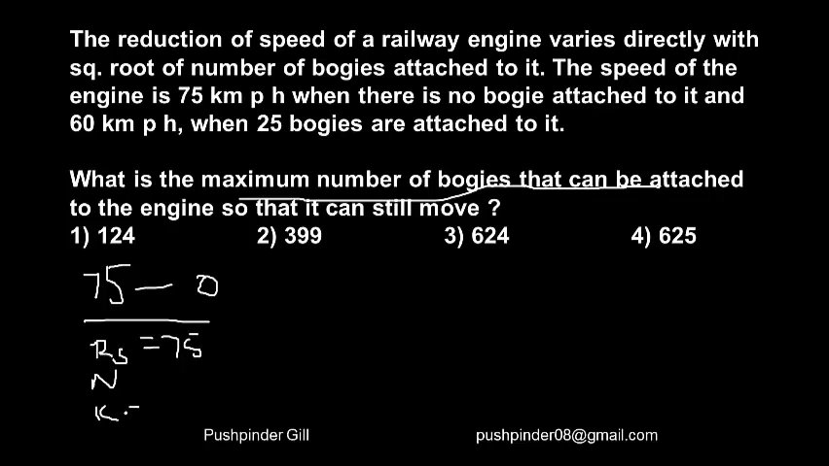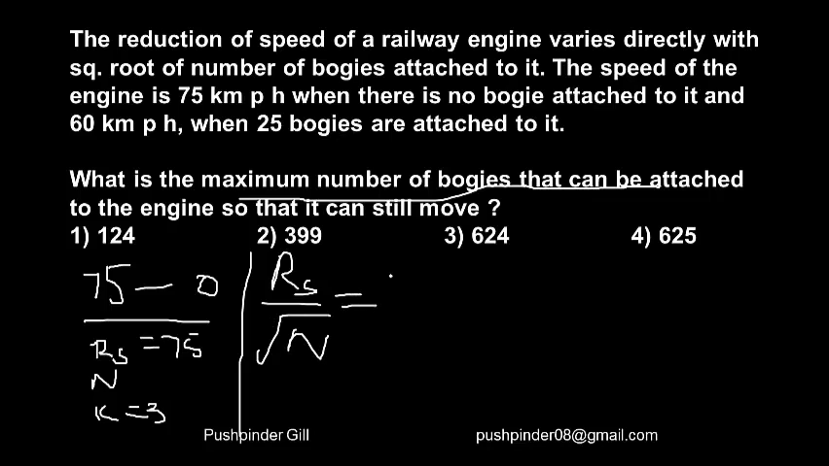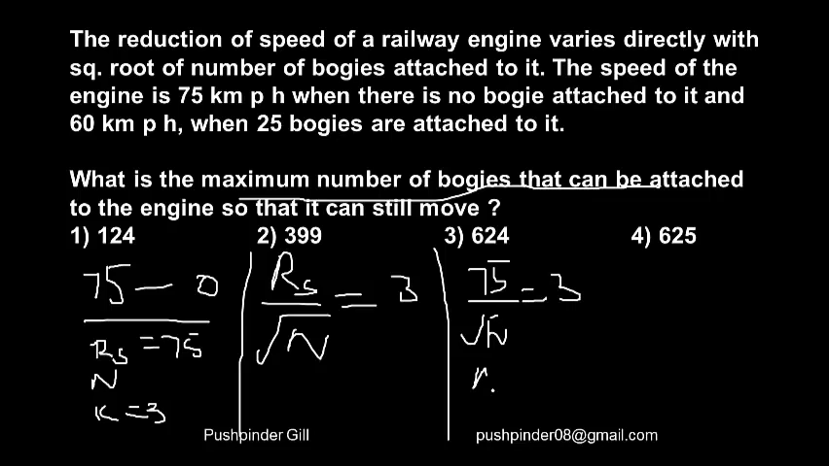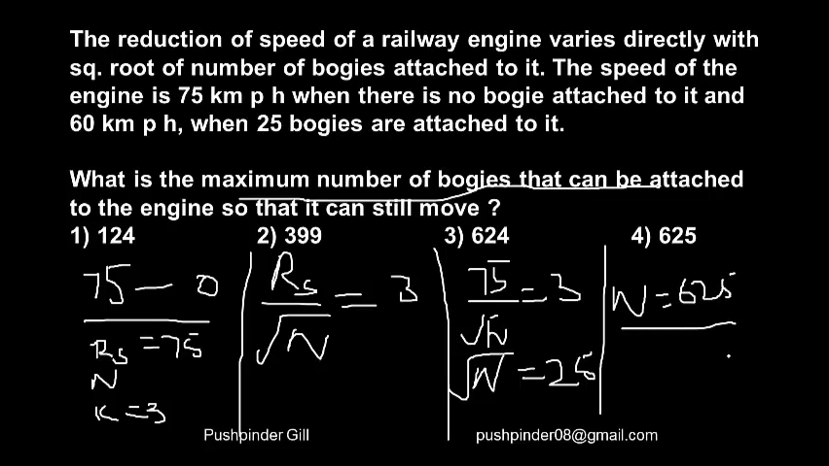And I have to calculate the number of bogies, right? I know the value of k is equal to 3 from the previous question. In the previous question, we came up with this formula that reduction of speed divided by the square root of the number of bogies is equal to 3. So if you substitute, 75 divided by the square root of n gives us 3. That means the square root of n is 25, or n is 625. That means if I attach 625 bogies, my train is going to come down to a speed of 0. But I want the train to be still moving. That means the maximum number of bogies that I can attach is 624.